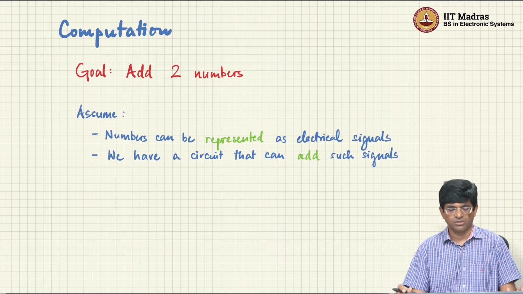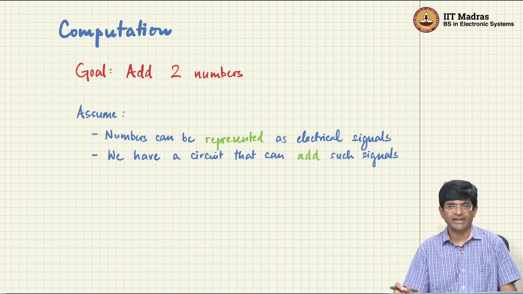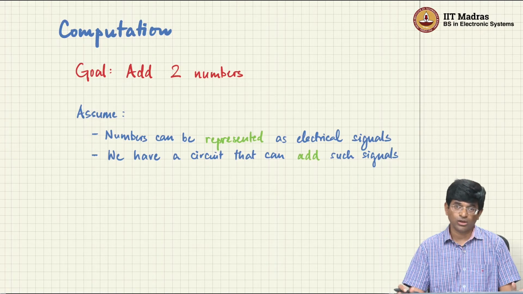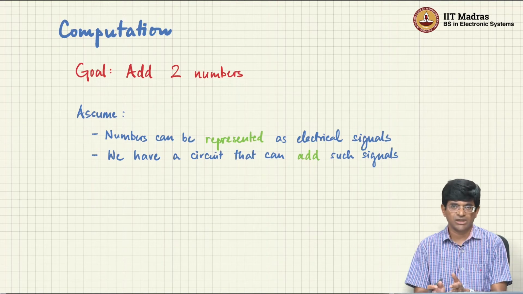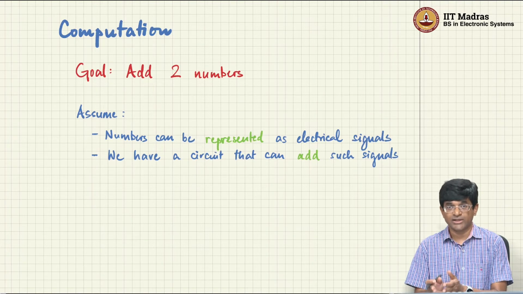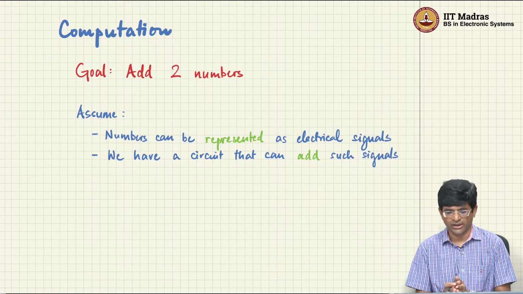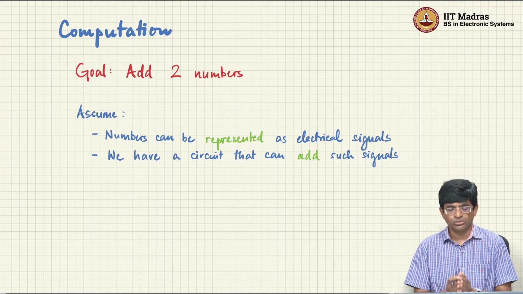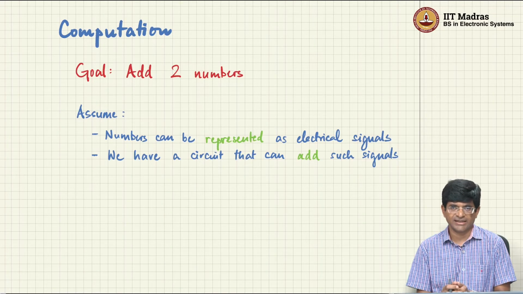We will assume, first of all, that numbers can be represented, right? That word represented, there's a reason I'm highlighting it over here, because it is something that we will start looking into in a lot more detail at a later point. Because how exactly we represent numbers inside a computer actually plays a significant role in what computers can do. Okay, so for now I will just assume that numbers can be represented as electrical signals.